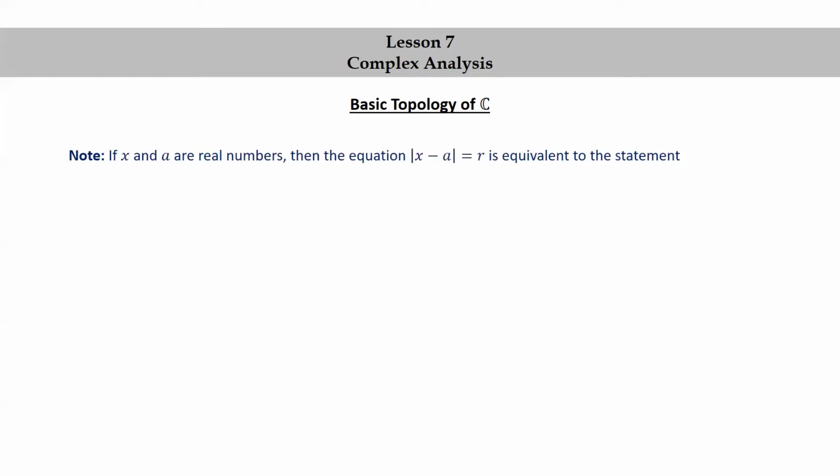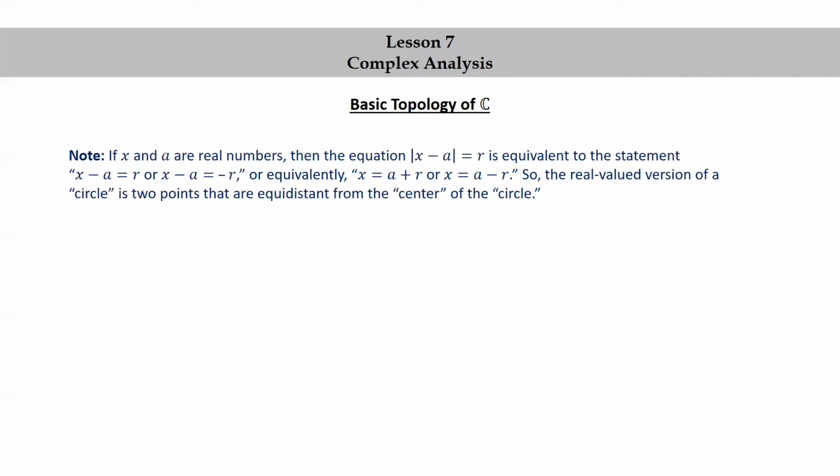Note, if x and a are real numbers, then the equation |x minus a| is equal to r is equivalent to the statement x minus a equals r, or x minus a equals negative r. Or equivalently, x equals a plus r, or x equals a minus r. So the real valued version of a circle is 2 points that are equidistant from the center of the circle.